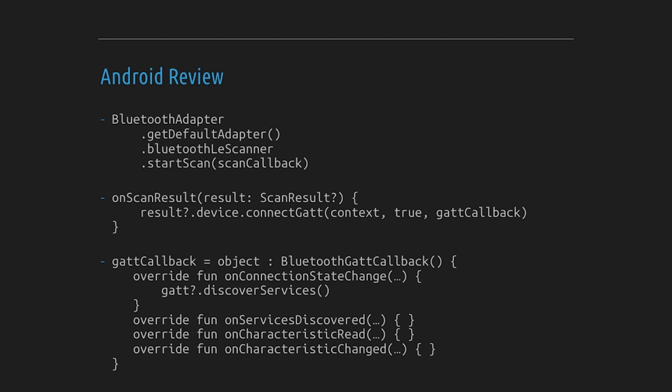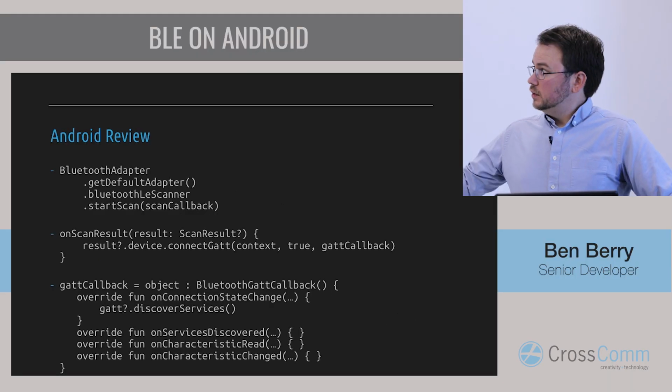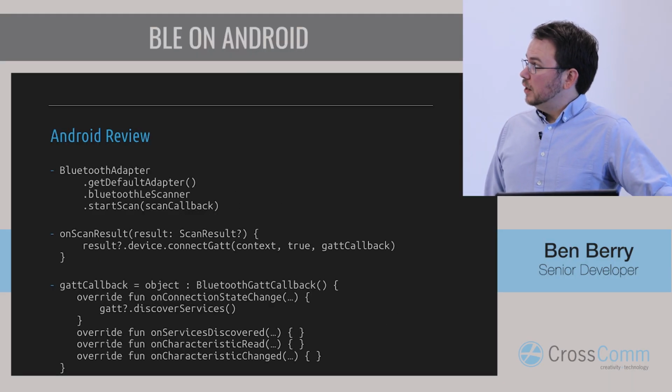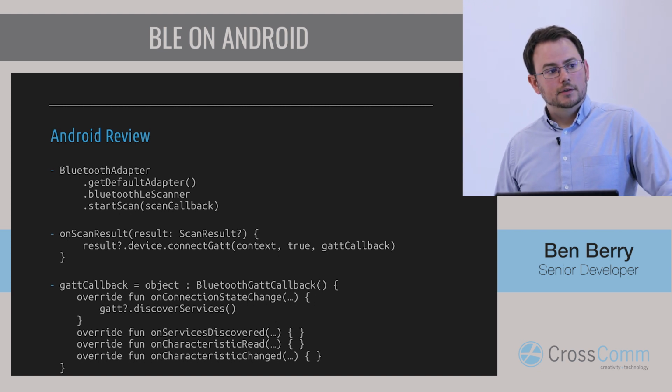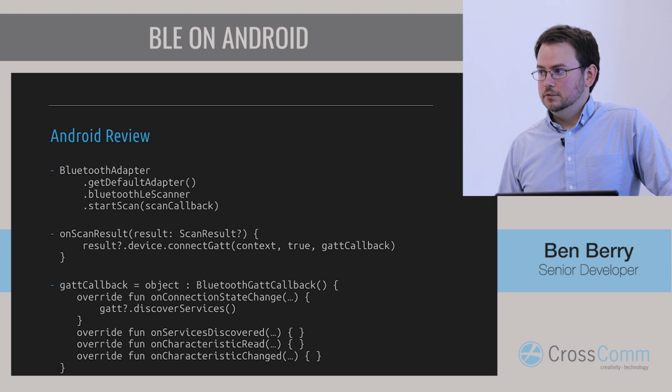So just like that last slide, we've got the same methods here: on connection state changed, services discovered, characteristic read, characteristic changed. I made you guys sit through 45 minutes, but really this is it. This is the magic. I hope that's helpful.